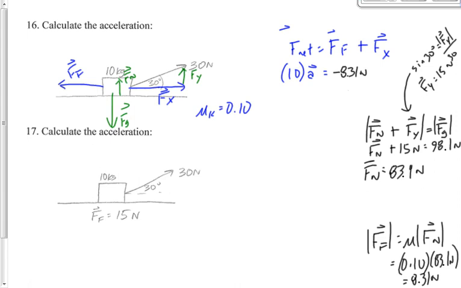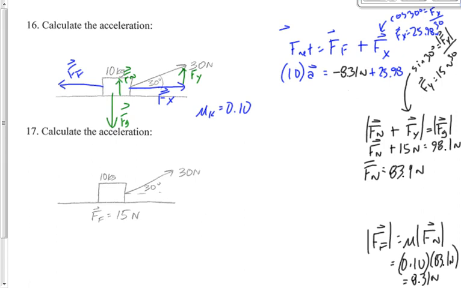Oh my goodness, we still don't know what Fx is. Well, that's not so bad. It's the adjacent side. So let's say cosine 30 degrees is equal to the x component over 30. 30 cos 30 is 25.98 newtons. So let's add 25.98 newtons there, the x component.